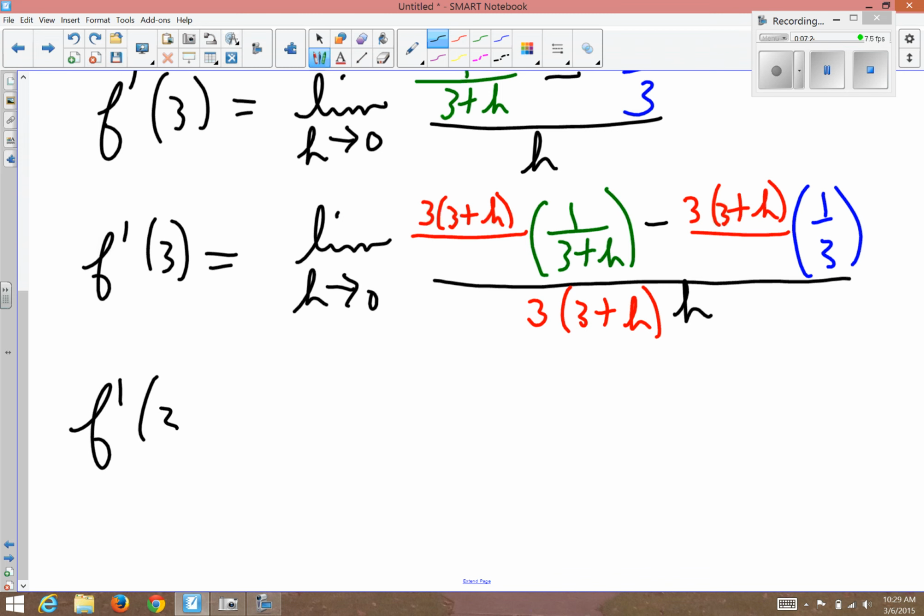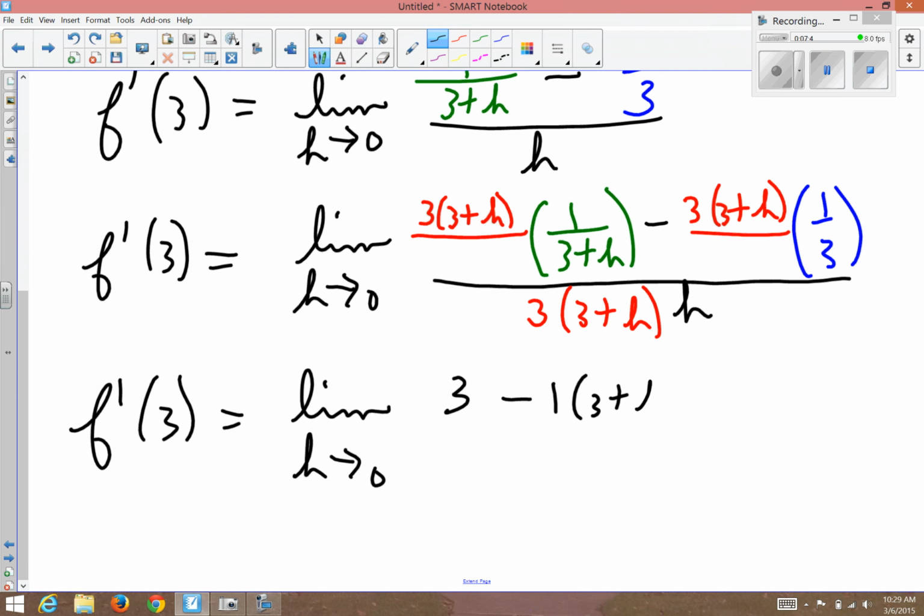F prime of 3, that means the derivative at 3 equals the limit as h approaches 0. 3 times 3 plus h times 1 over 3 plus h is just 3. 3 times 3 plus h times 1 over 3 is just 1 times 3 plus h. All this on the bottom, 3 plus h times h, we just copy that.